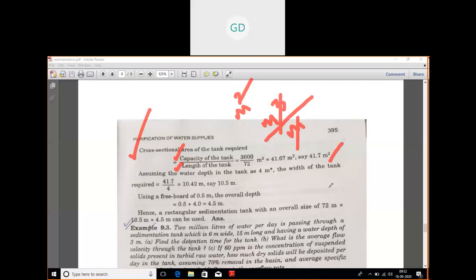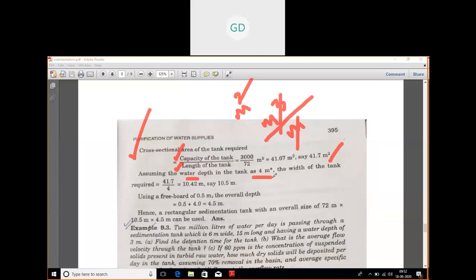Now as soon as you find the cross-sectional area, you can find the width of your tank. So how do you find the width of your tank? We can see the depth is not given. Okay, depth is not given, but you can assume the depth, because we have already learned the depth might vary from something like 3 to 4.5, right? So they are assuming the depth of the tank to be 4 meter.